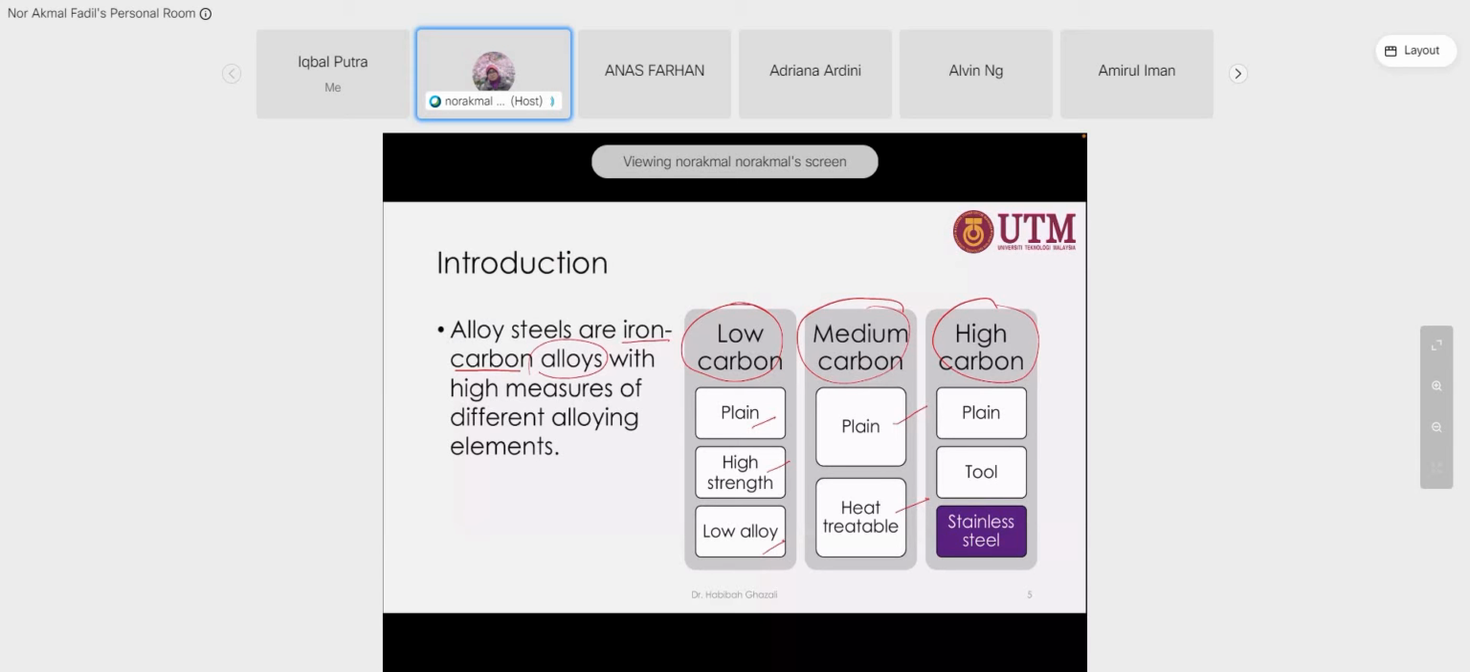You have always heard about stainless steel, right? Stainless steel is actually high carbon steel added with chromium. It is not low carbon steel mixed with chromium. It must be a high carbon steel added with chromium, then it becomes stainless steel. Without the alloying element, we call it plain high carbon steel. But if you add alloying elements such as tungsten and nickel, we call it tool steel, which is used for tool applications.